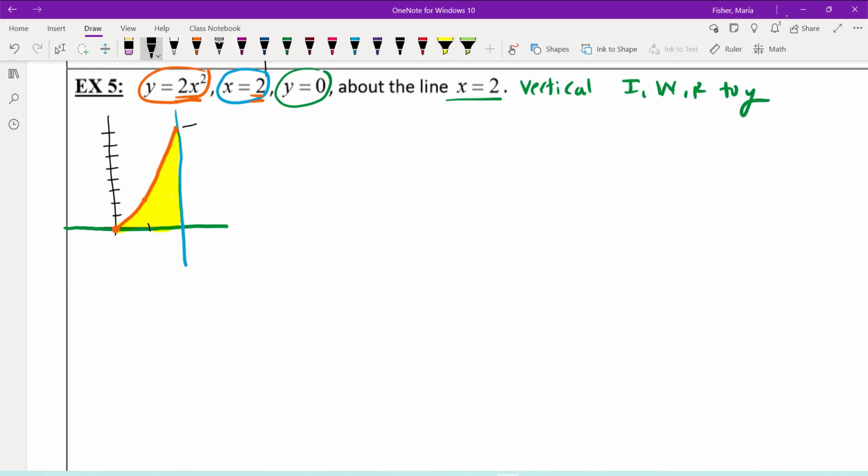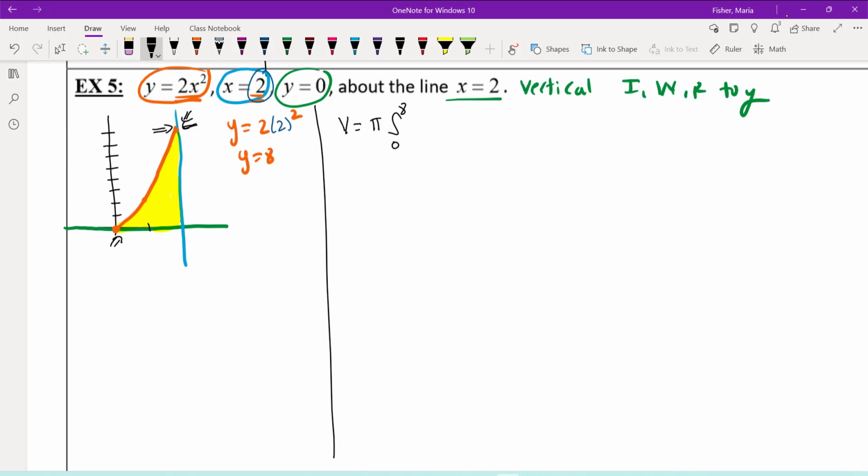If not, it would be wherever blue intersects orange. Well, if we want to know where blue intersects orange, we would just say y equals 2 times 2 squared, which is that y equals 8 that we did before. So I can see the limits of integration. The limits of integration there are from 0 to 8. Now I need the radius. The radius is always perpendicular to the axis of rotation. This is my radius right here.